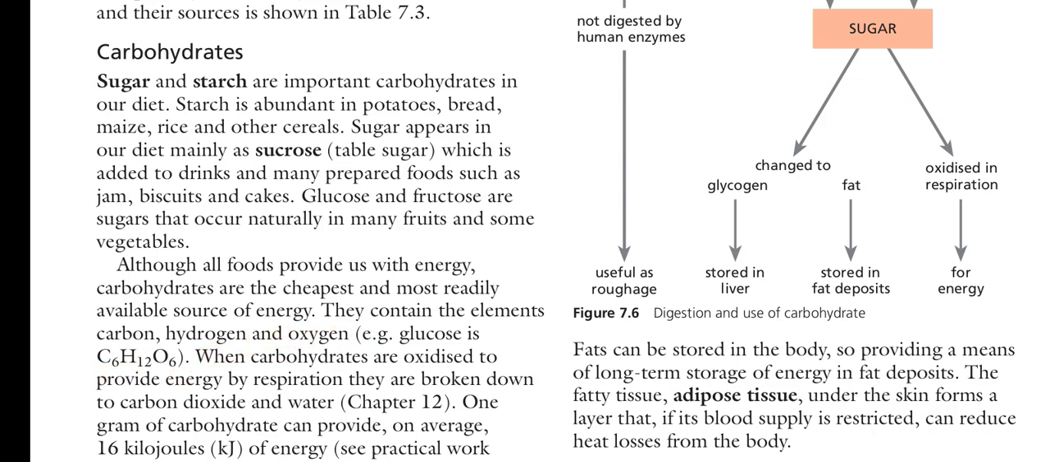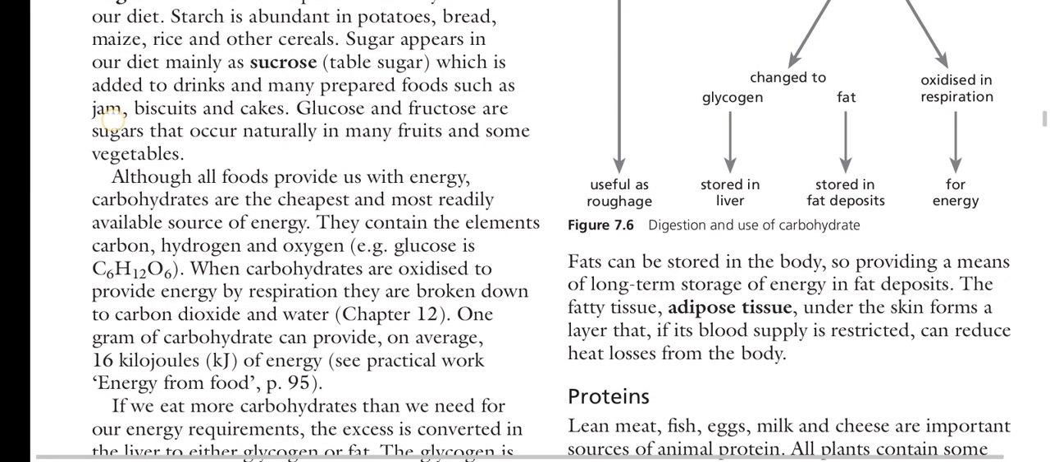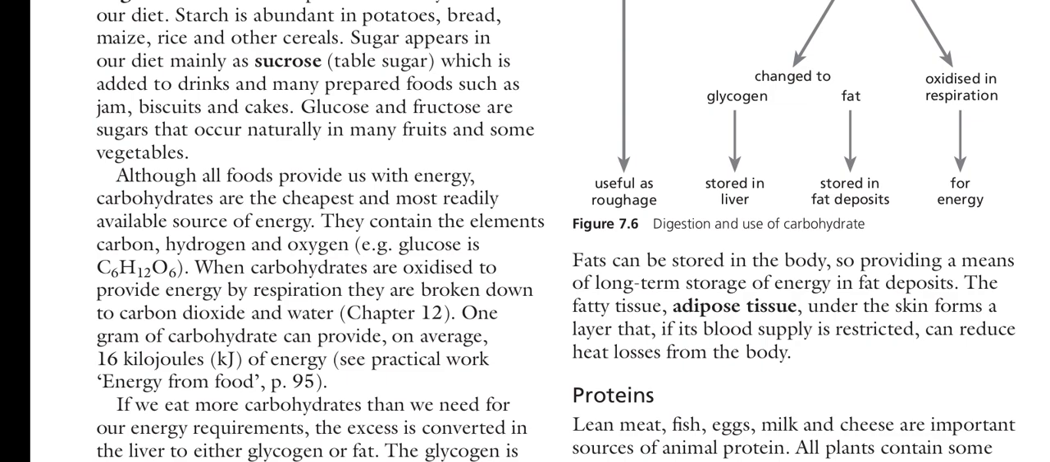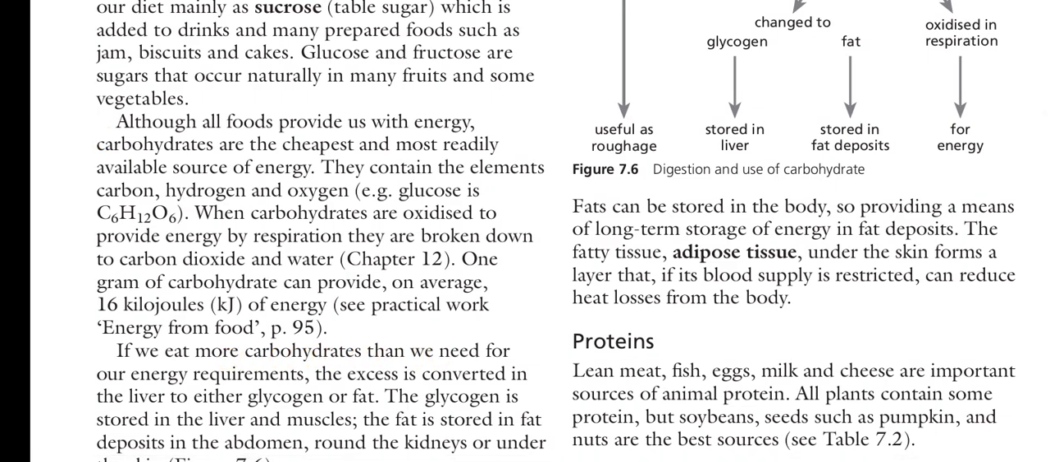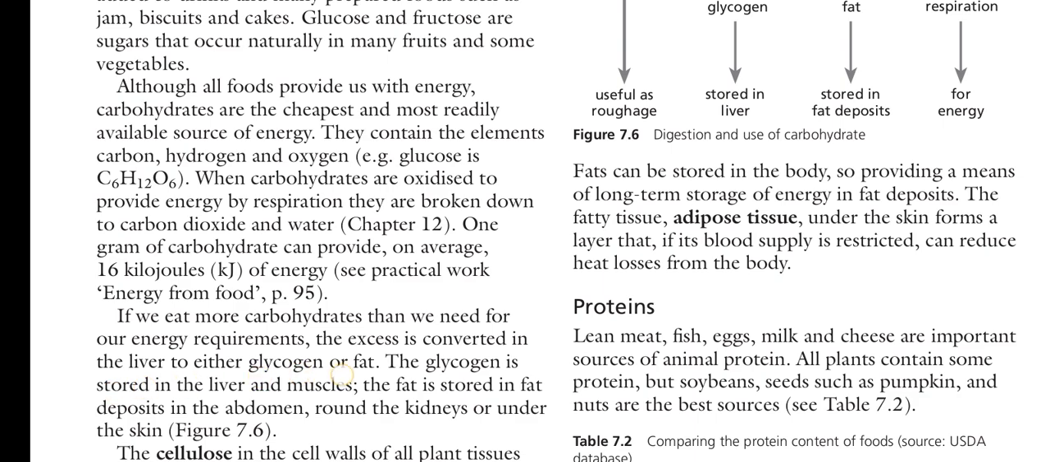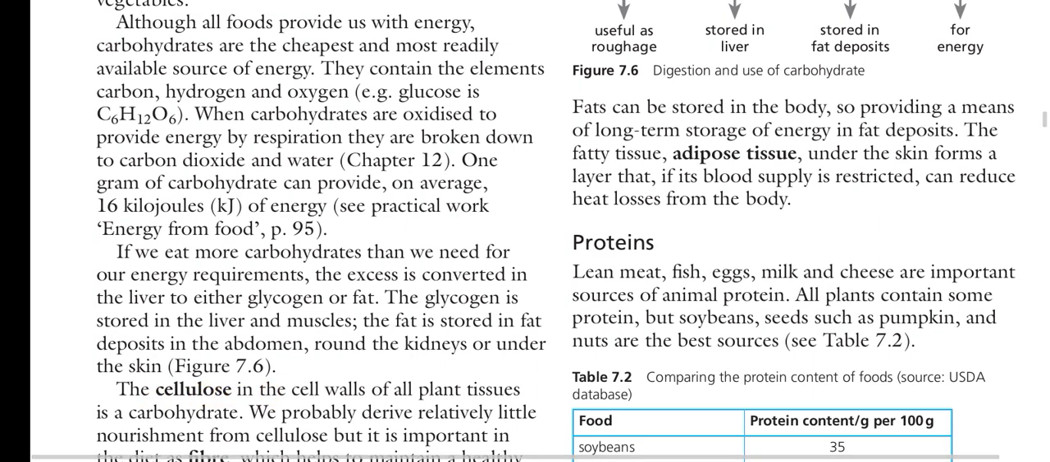When carbohydrates are oxidized to provide energy by respiration, they are broken down to carbon dioxide and water. 1 gram of carbs can provide 16 kilojoules of energy. That is very important. If we eat more carbs than we need for our energy requirement, the excess is converted in the liver to either glycogen or fat. Glycogen is stored in the liver and muscles. The fat is stored in the fat deposits in the abdomen, around the kidneys or under the skin.